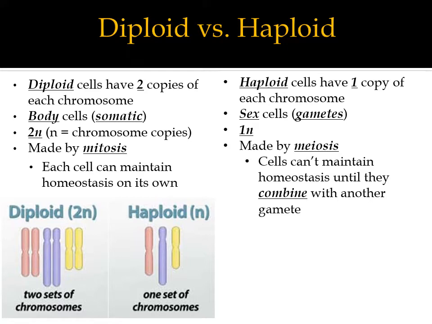And since these cells don't have the normal amount of DNA, they only have half, they can't maintain homeostasis on their own. So these cells cannot survive on their own. An egg cell or a sperm cell cannot ever grow into a full person. They can't just survive without doing something else. And that thing they need to do is actually to combine with each other. So an egg cell and a sperm cell are 2 different haploid cells. Each one only has half the correct number of chromosomes, half the correct amount of DNA, and they will need to combine with each other.